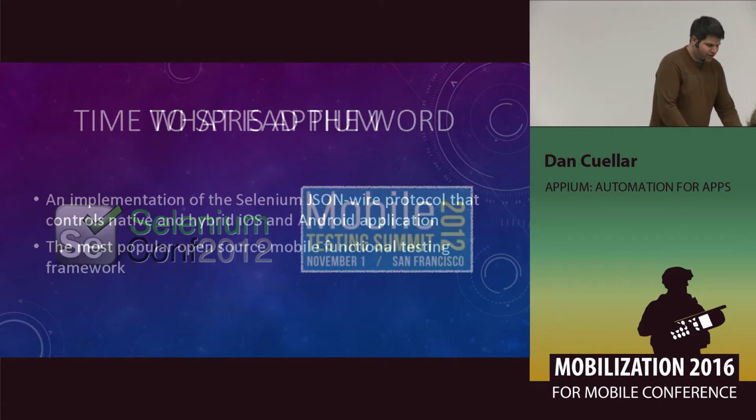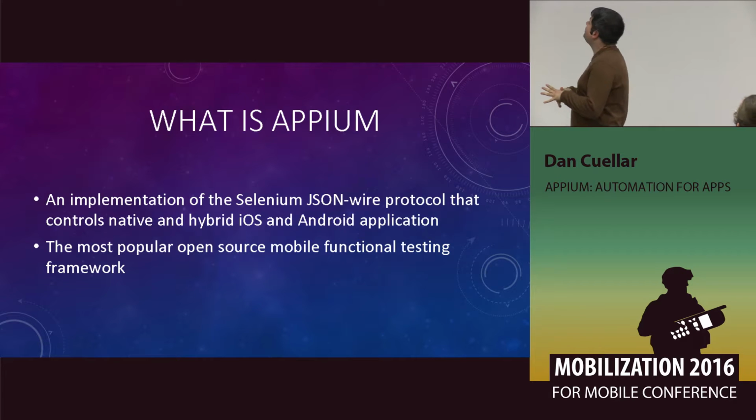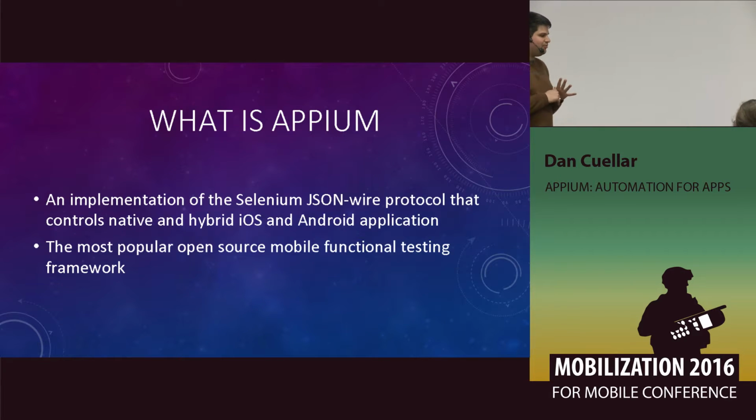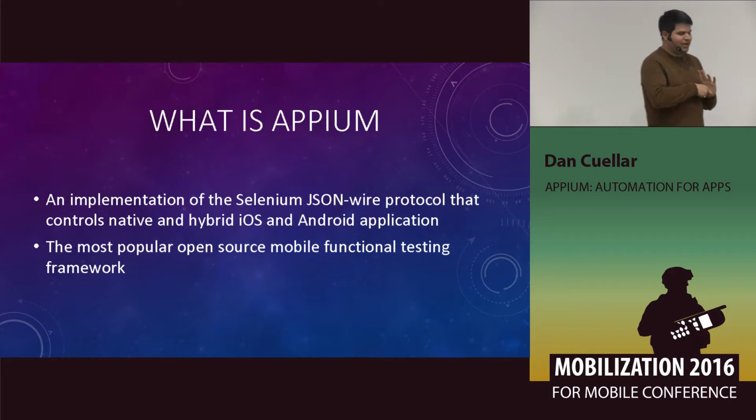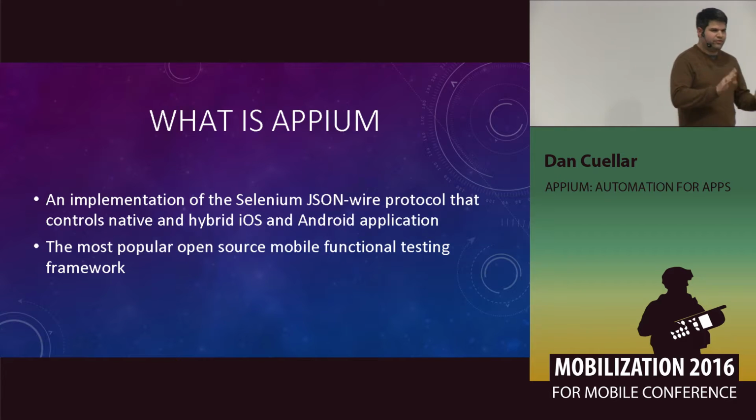But anyways, leaving that for now, what is Appium in one word? It is an implementation of the Selenium JSON wire protocol to test applications. I need to remove the iOS and Android because it supports Windows Universal Platform. It's one of the TV platforms, and it supports Mac applications too. So it actually does all the apps. Any app you have, it'll do it. But it's most popular for Android and iOS. And it is currently the most popular solution out there.